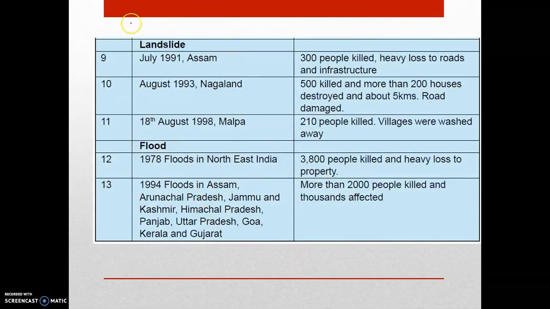Once check it out, all these are very important. Ninth, landslides in Assam; tenth, Nagaland landslides; eleventh, Malpa landslides; floods in northeast India; floods in Assam, Arunachal Pradesh, Jammu and Kashmir, Himachal Pradesh, Punjab, Uttar Pradesh, Goa, Kerala and Gujarat.